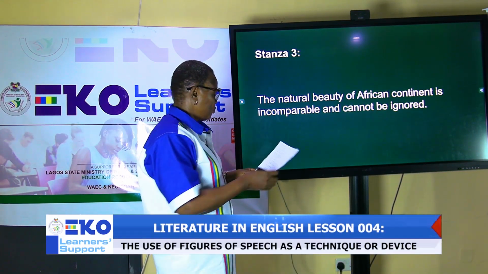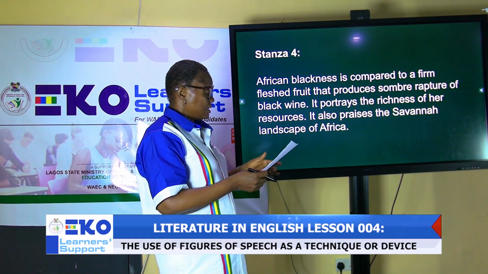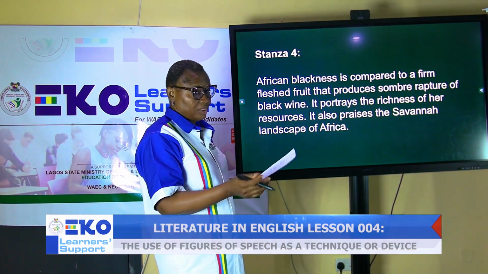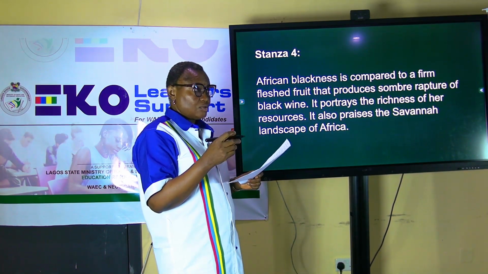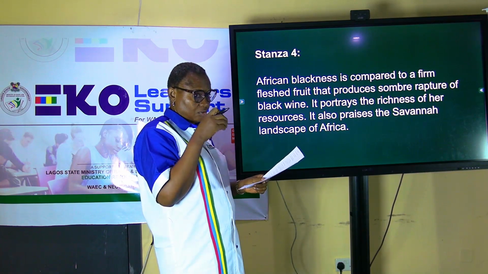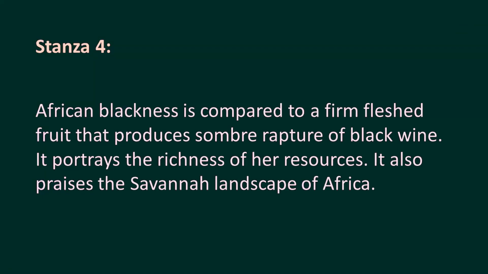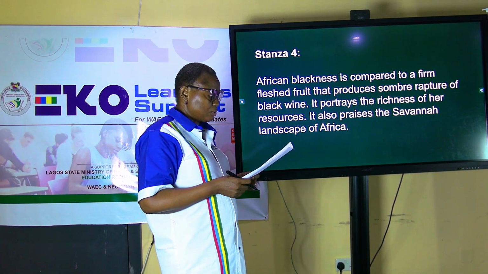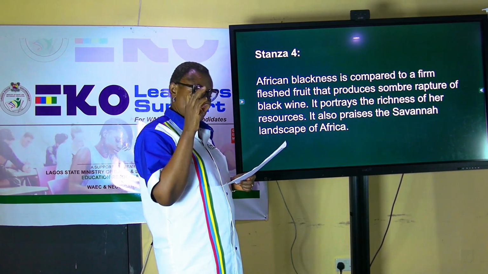Then we go to the next one, stanza 4. Before stanza 4, we have a refrain. Refrain is repeating a phrase in order to focus attention on the subject matter. So, stanza 4 talks about the richness of African resources. It compares Africa to firm flesh, ripe fruits of sombre rapture. Sombre there is the blackness, and rapture is sparkling.